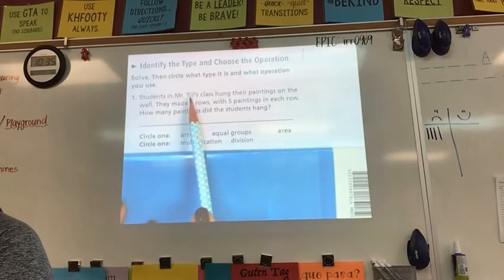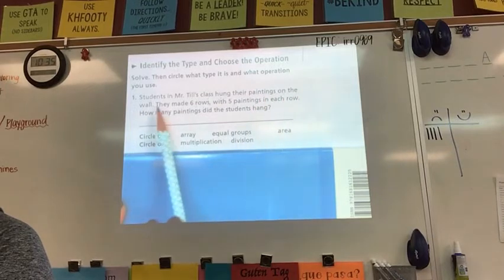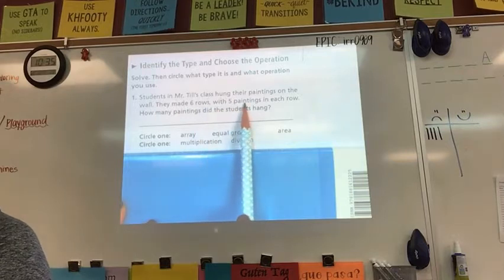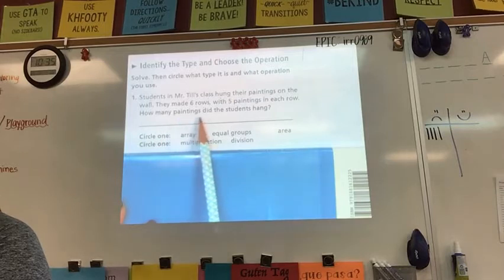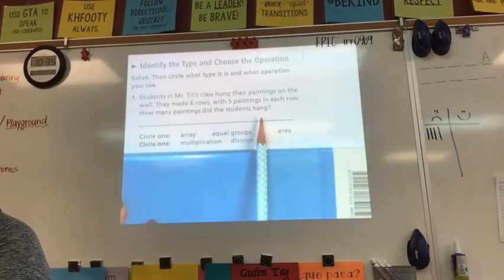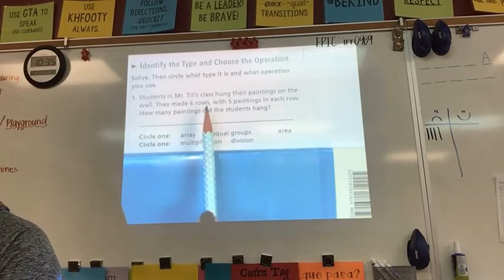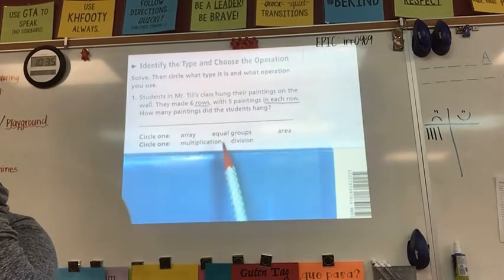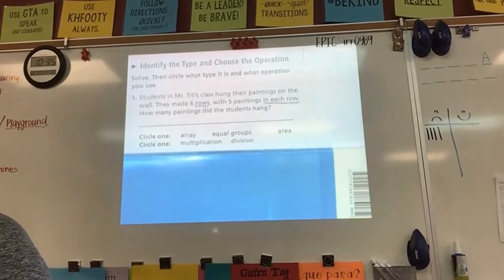Students in Mr. Till's class hung their paintings on the wall. They made 6 rows with 5 paintings in each row. How many paintings did the students hang? What mathematician can tell me? What type of problem would this be if they made 6 rows and 5 paintings in each row? Would this be an array, an equal groups, or an area problem? Brielle. It would be an array.